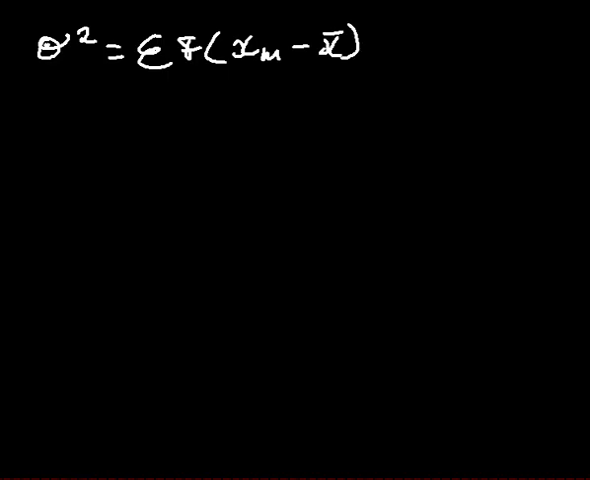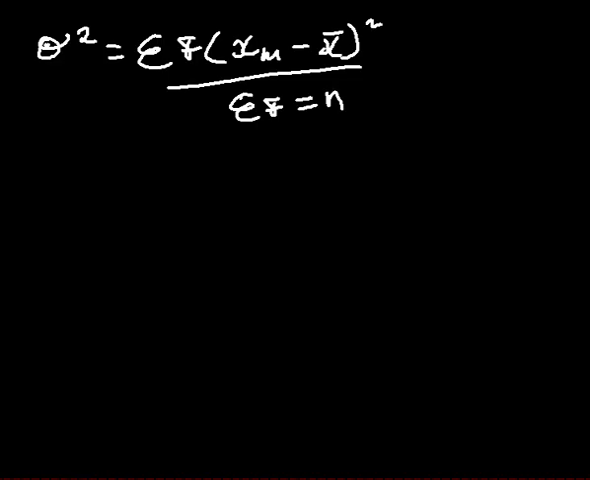So the formula remains the same. That is the variance, which is sigma square, will be given as the summation of the frequency times (xm, which is the midpoints of the classes, minus x bar) to the power 2, and that is divided by the summation of the frequency, which is the same as n.